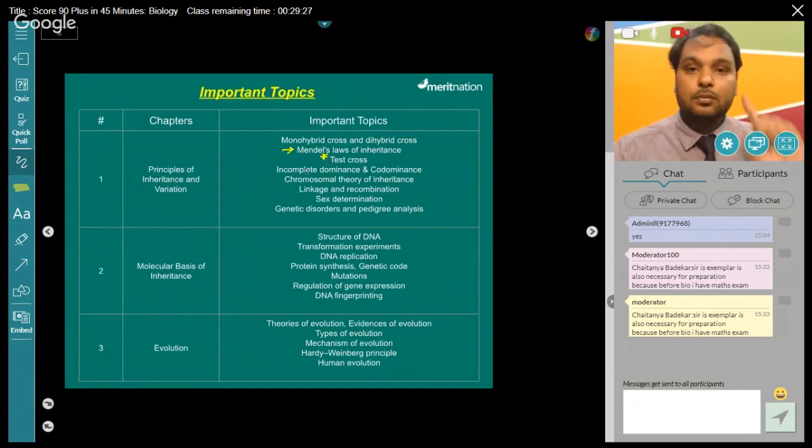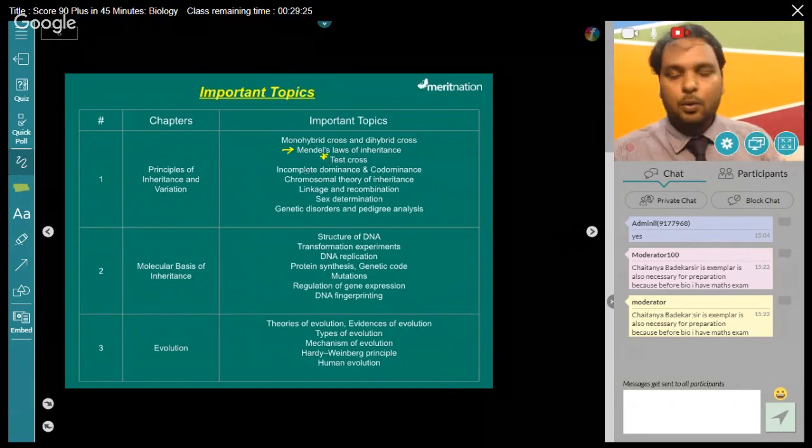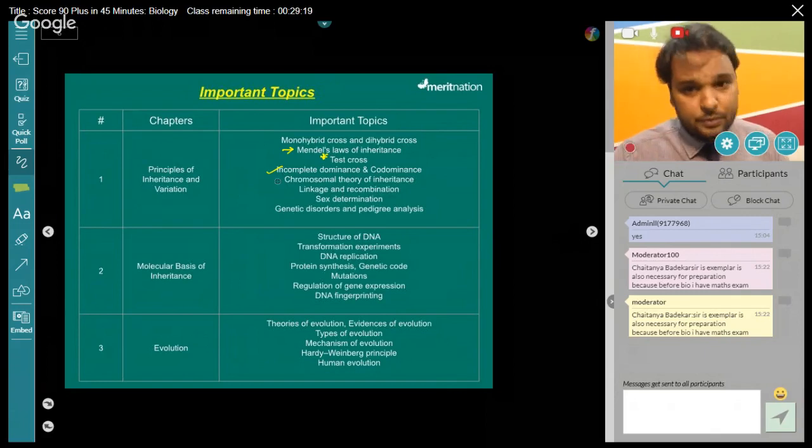One question will always be there. Maybe 1 mark, maybe 2 marks, but always be there. Incomplete dominance, co-dominance, we do need to understand that difference, please. Chromosomal theory of inheritance also, linkage and recombination. These are the topics that are important.